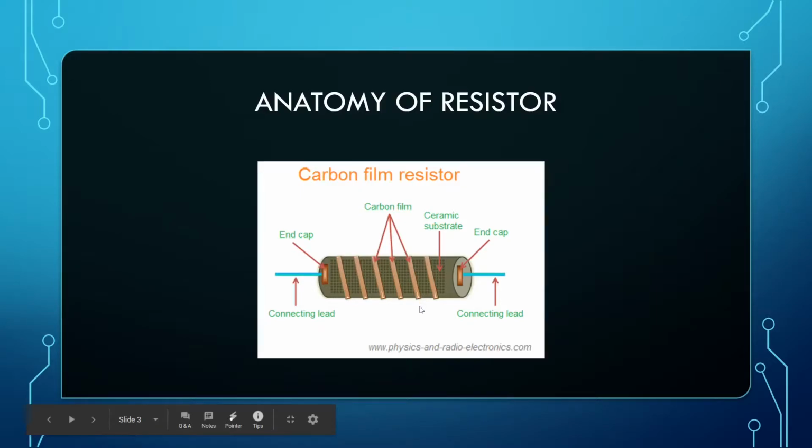So the anatomy of the resistor: you have the connecting leads. Every component that has these wires sticking out has leads. Then you have the end cap, and it goes inside this carbon film and ceramic substrate, which reduces the voltage and makes the current constant instead of out of control. It's kind of like friction. If you didn't have friction, we'd be sliding forever and ever.